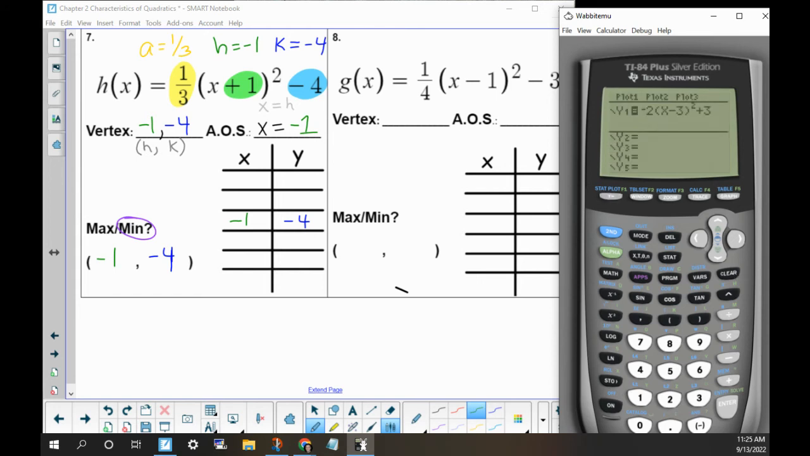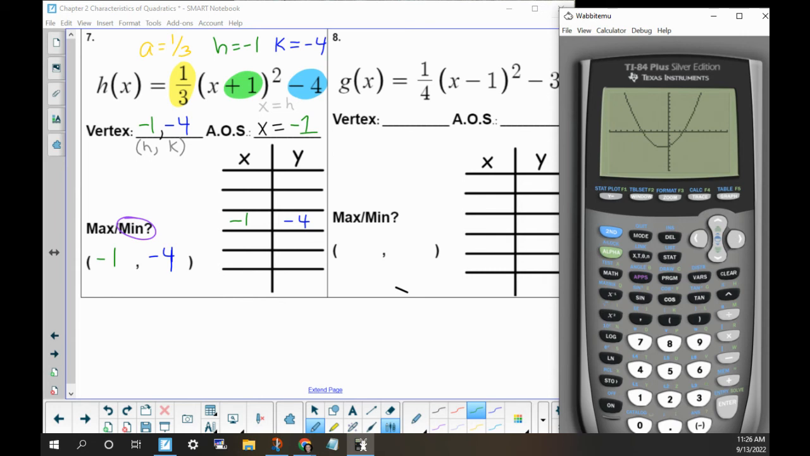Yep, so I'm going to have y equals, and I'm going to clear out the old problem. What do I have to do with that fraction, guys? I put it inside parentheses. So we got 1, I'm going to hit my divide key, divided by 3. Then it's going to be x plus 1. Remember, the x key is by the alpha key, that green key. Then I'm going to hit my x squared, minus 4, and then I can hit graph.